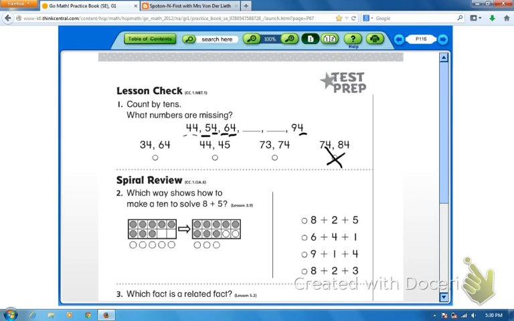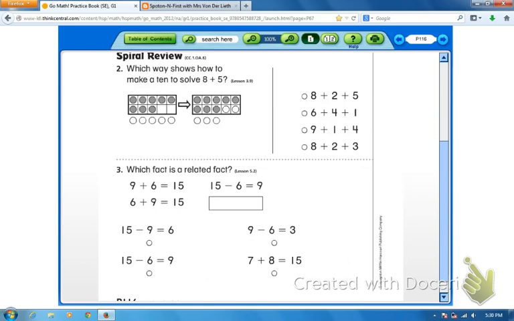On the spiral review, number 2, which way shows how to make a 10? Well, if we make a 10, we know that we slide 2 of them up, so we would say 8 plus 2 plus 3. At the bottom, the last problem on the spiral review is back from chapter 5 with related facts. They give us 3 of them. We just have to find the last related fact, which would be 15 take away 9 equals 6.